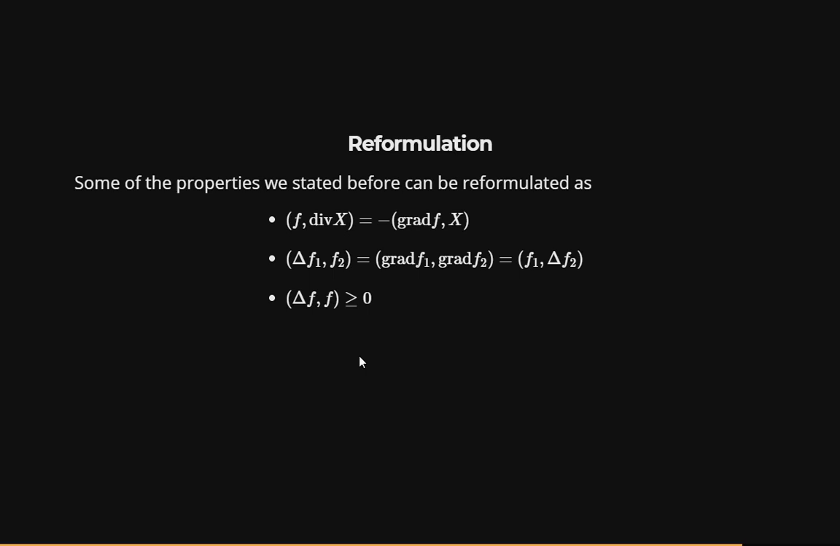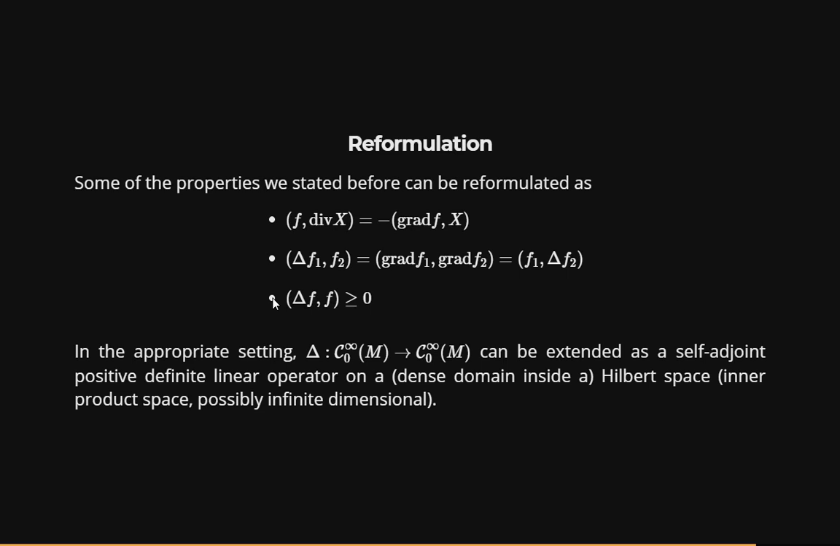Now, again, this is the consequence of this first one. So, in the appropriate setting, I don't want to enter into details, but the Laplace-Beltrami operator from C infinity functions with compact support to C infinity functions with compact support can be extended as a self-adjoint, positive definite linear operator on a dense domain inside a Hilbert space. A Hilbert space is an inner product space, so a Euclidean space, possibly infinite dimensional. For example, the functions with the L2 product.